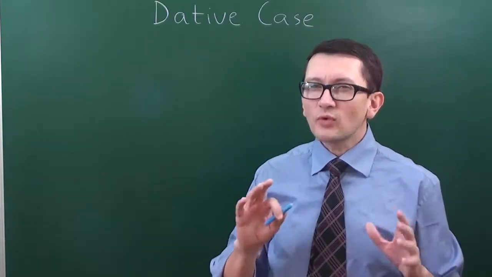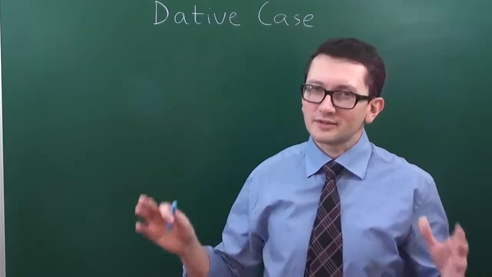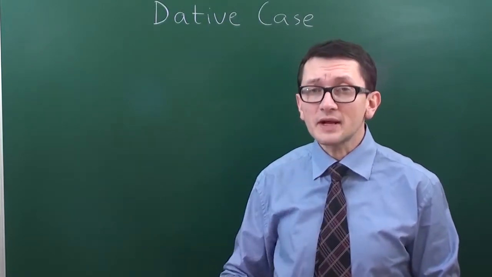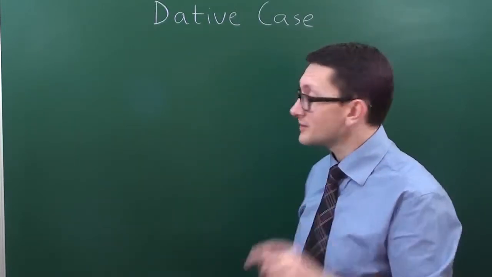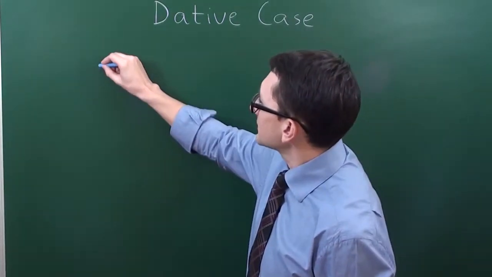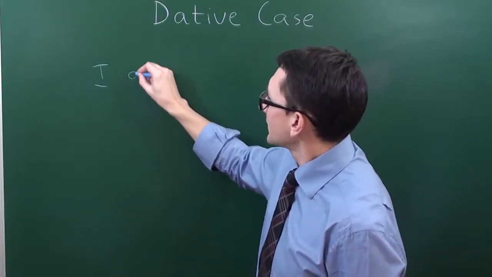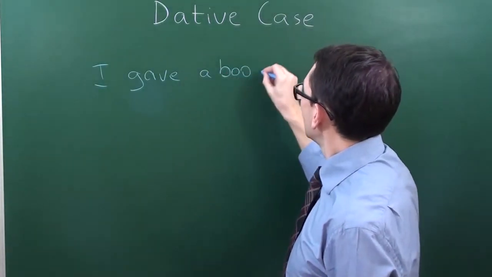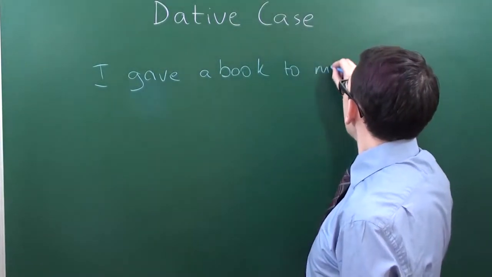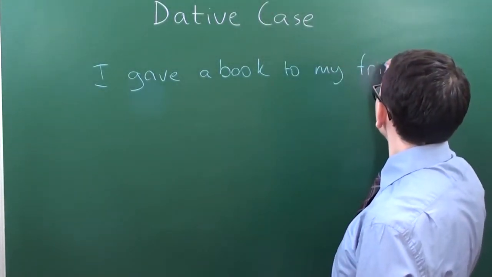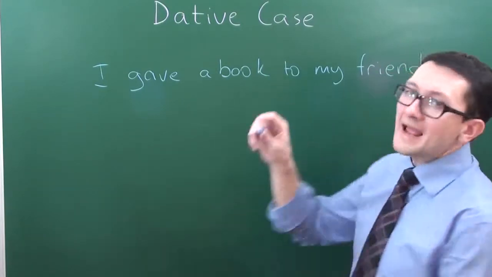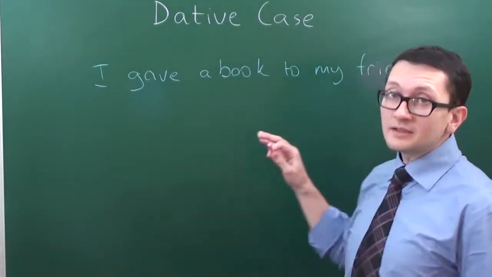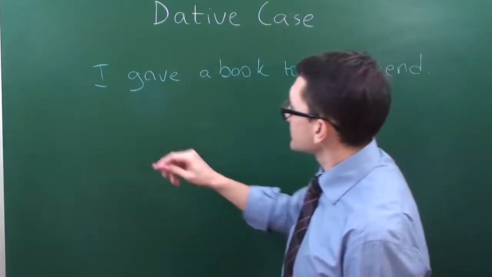Alright, just before we start considering different ways of using this case, let's have a look at a pretty simple example sentence in English. Let's say that I'm speaking about myself. I gave a book to my friend. I gave a book to my friend. In Russian, the same idea would sound like this.